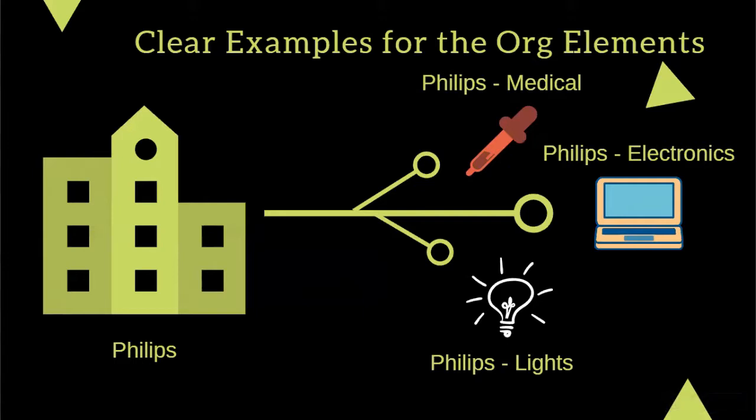Also, you can have Philips Medical when it is associated with Philips as a client. It means it is called a company code. A client may have more than one independent company like medical, electronics, and lights. Every company listed here will have its own SAP GL account, which is the general ledger account, the balance sheet, the profit and loss, etc.